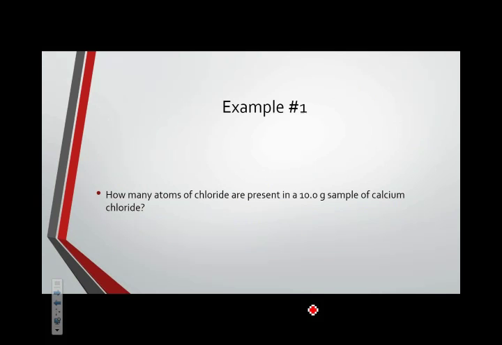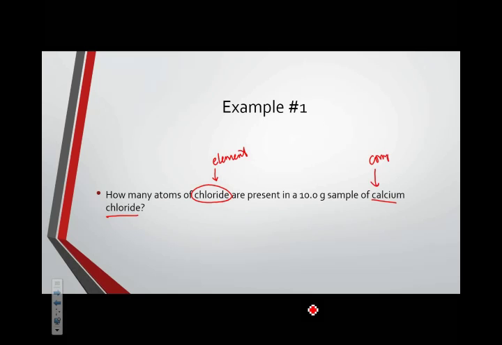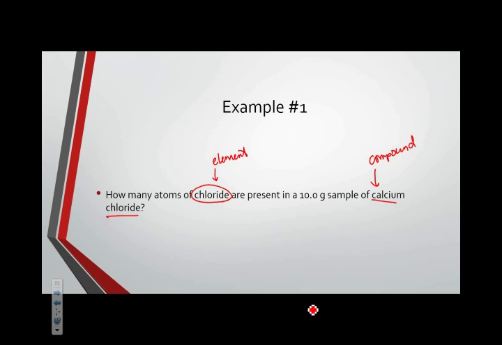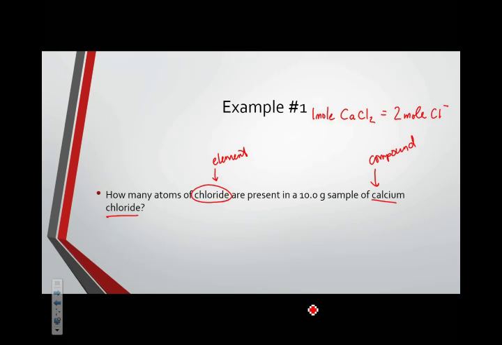So here's one that we'll actually do. How many atoms of chloride are present in a 10.0 gram sample of calcium chloride? And we're noticing here's chloride, here's calcium chloride, this is the element, this is the compound. Somewhere along the way I'm going to need the relationship between the two of those, and that will come from the compound formula. Calcium chloride is CaCl2. So in 1 mole of CaCl2, I have 2 moles of chloride, Cl-.